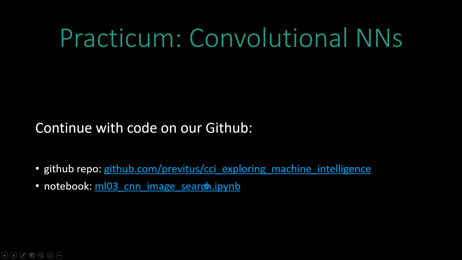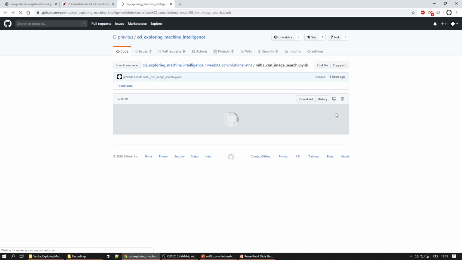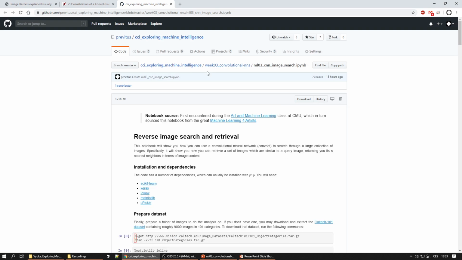Okay, so if I just briefly show you the web page, it is on our Git repo in the third week, and what we will be doing is reverse searching for images using some pre-trained network. Just a short note, this notebook is something that I am reusing from other classes. I first saw it used at the machine learning and art class that I took at CMU, and then I discovered that it is actually sourced from ML4A, which is a really good resource.